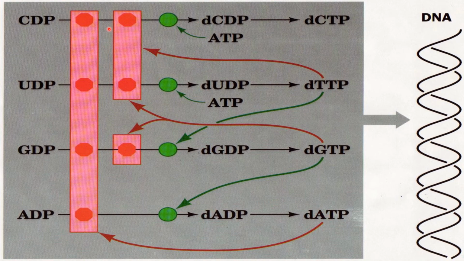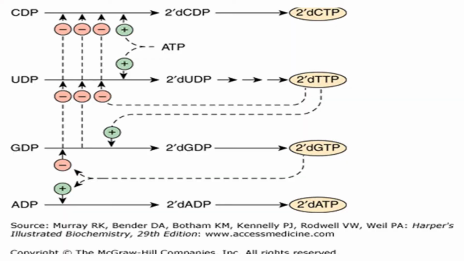And this deoxy ATP, when formed, inhibits the synthesis of GDP, UDP, CDP and deoxy TTP. UDP activates the synthesis of CDP, TTP, and GDP activates the conversion of ADP to deoxy ADP.